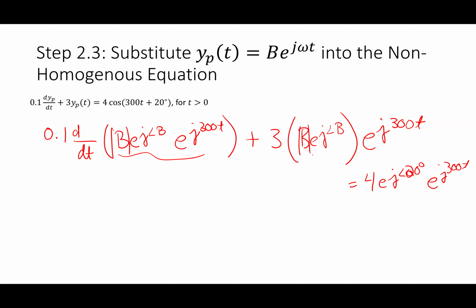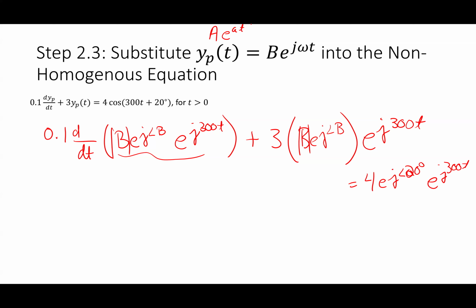Yeah, the e to the j omega t. So in this case, e to the j 300t. So if I have constant times e to the at, what's the derivative of constant times e to the at? That's one thing you should know, right? Derivatives and integrals of exponentials, we get them all the time, right? So what do I get with that? If I have constant times e to the at, or not even the j, just call it that.